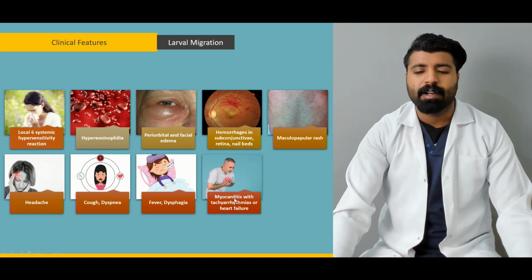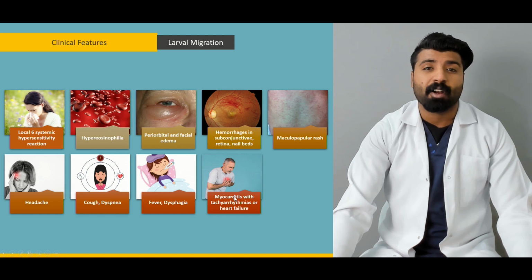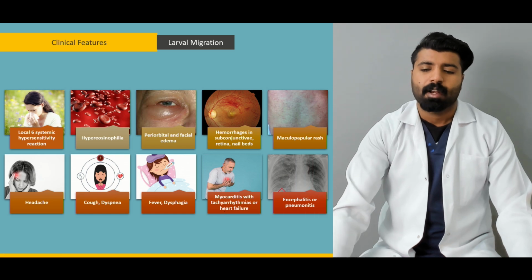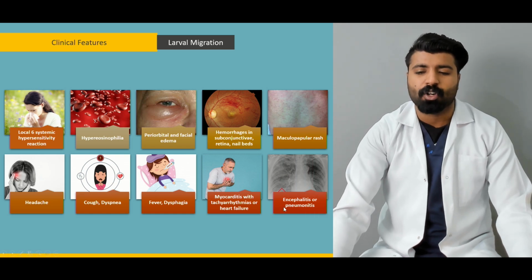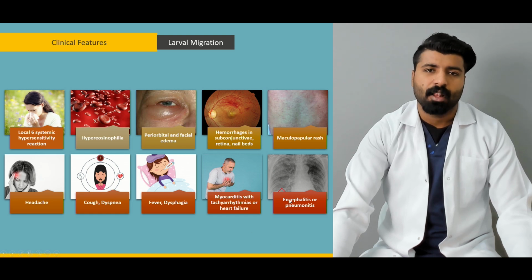You'll have myocarditis with tachyarrhythmias or heart failure. It can go into your heart, it can lead to myocarditis, it will infiltrate your myocardium and cause its inflammation. Tachyarrhythmias will come through, or the patient will go into heart failure if it's severe in nature. Next on, you'll have encephalitis, or pneumonitis in your lungs if it infestates your lungs.